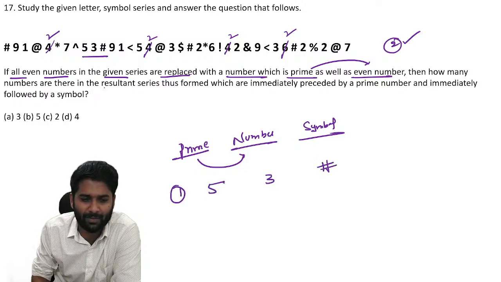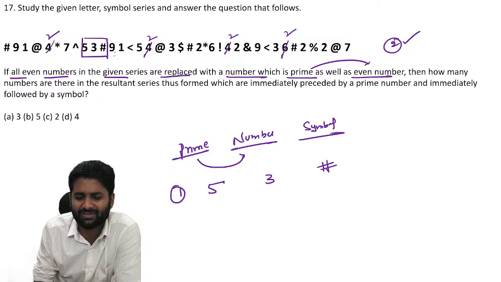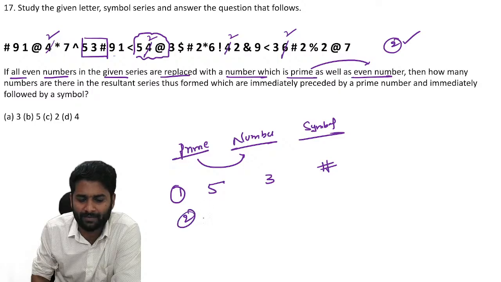So first we have one pair. Next one, can I go for 9 1 less than? Not possible. 9 is not a prime number, right? Again, 5 2 at the rate. Second pair, 5 2 at the rate.